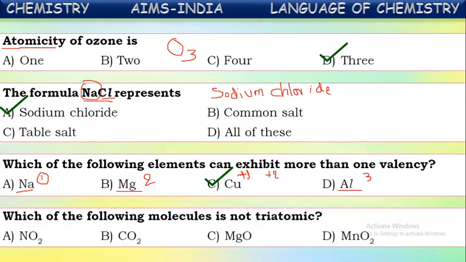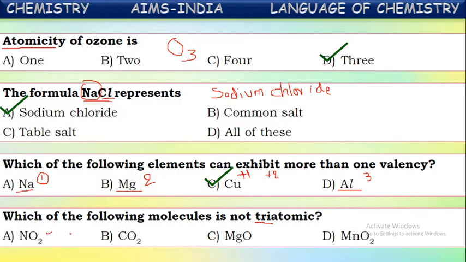Next, which of the following molecules is not triatomic? What is meant by tri here? Tri represents 3. Triatomic means the element with 3 atoms in its molecule. Observe which is not having 3 atoms in its molecule. You see, it is nitrogen dioxide. There are 3 atoms, 1 nitrogen and 2 oxygens.